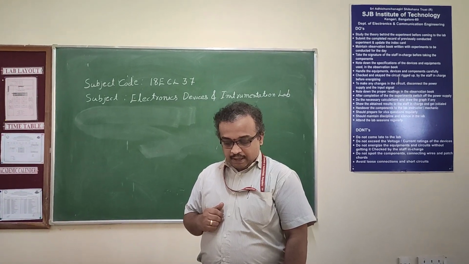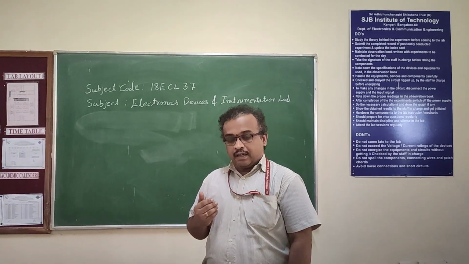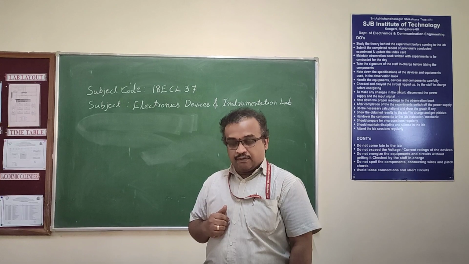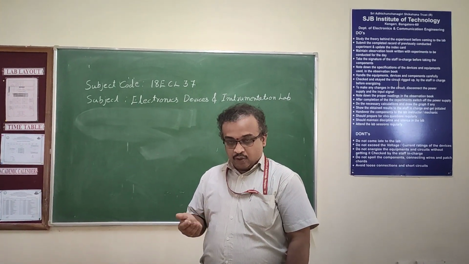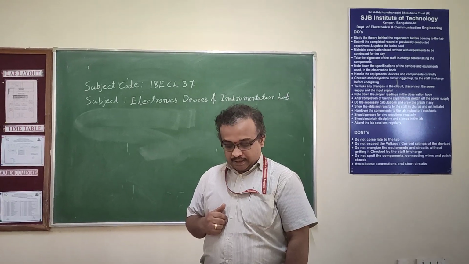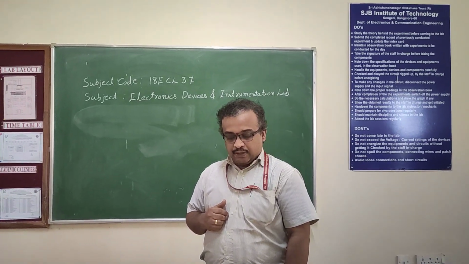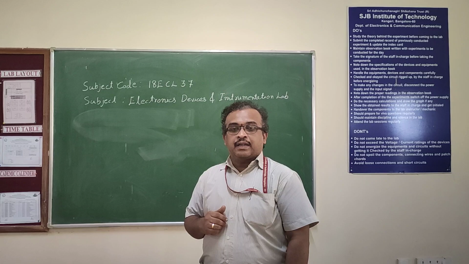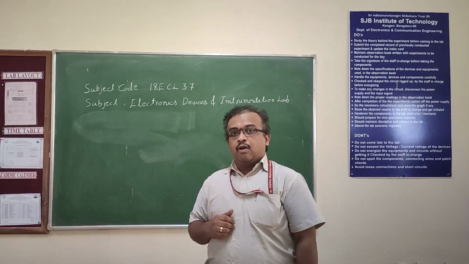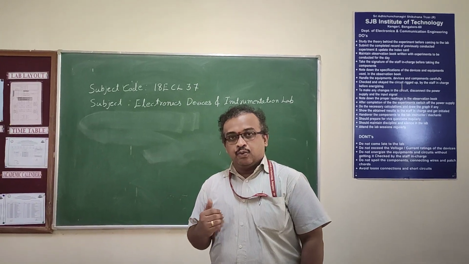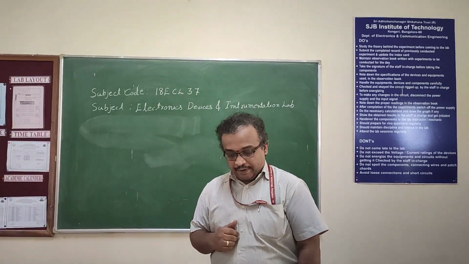The first experiment is the static input and output characteristics of a BJT common emitter configuration transistor, and we also evaluate the hybrid parameters in that case. Second experiment is simulation of the transfer and the drain characteristics of JFET, which is junction field effect transistor, and metal oxide field effect transistor. These two are basically types of field effect transistors.